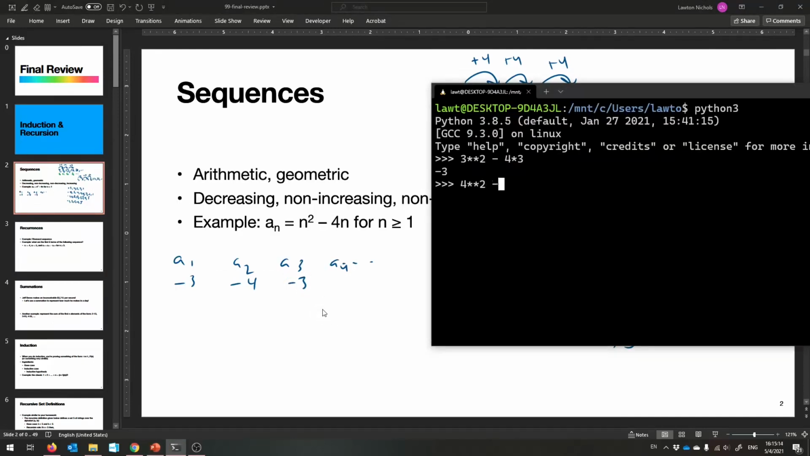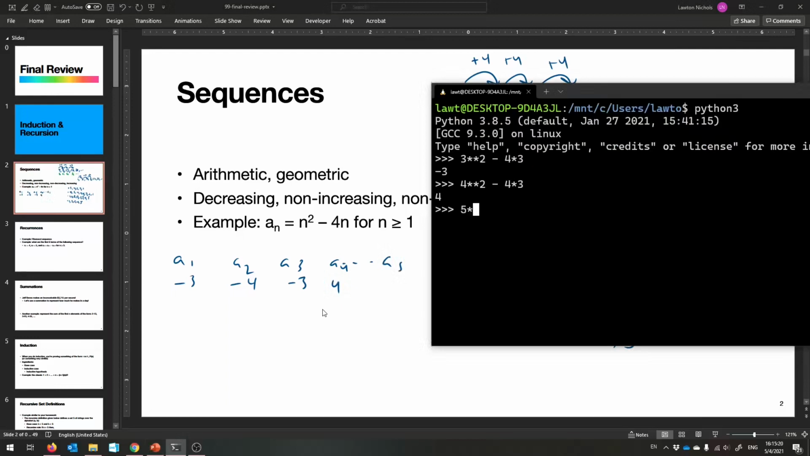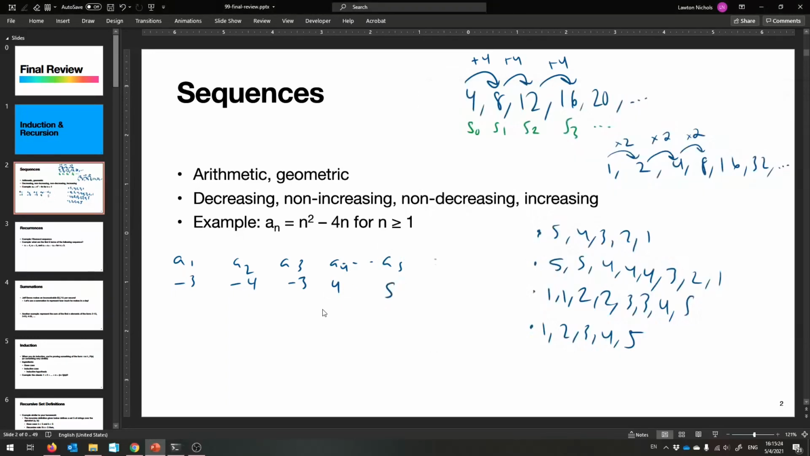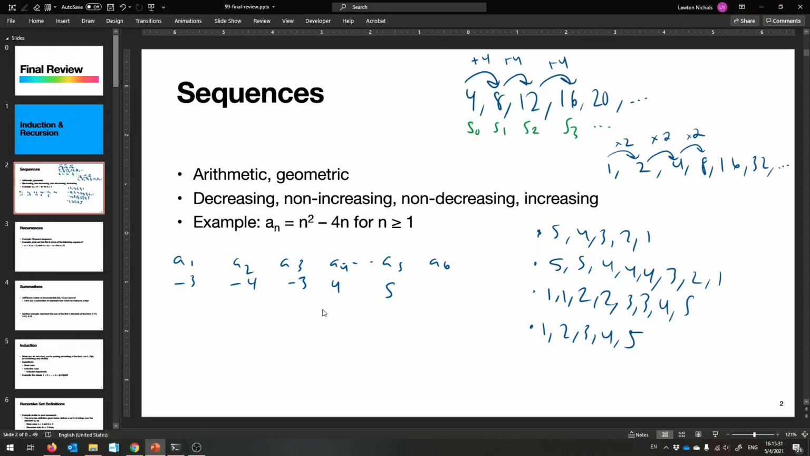4 squared minus 4 times 3. Now this is positive 4. A5 is 5 squared minus 4 times 5. Now it's 5. A6 is 6 squared minus 4 times 6. It seems to be always getting bigger at this point. But oh man, it got smaller, increased, and then kept increasing. That's crazy. So this is, I don't think, any of these, right?